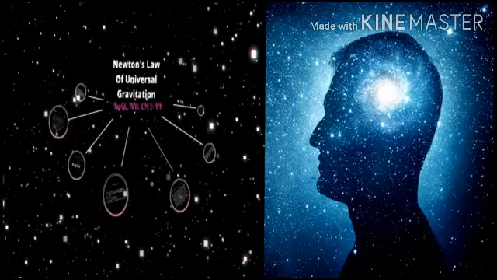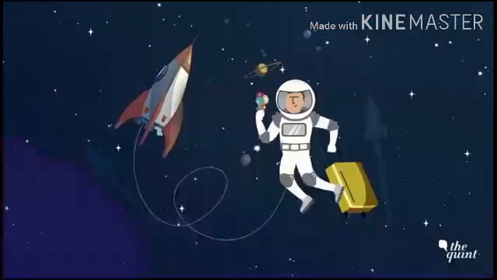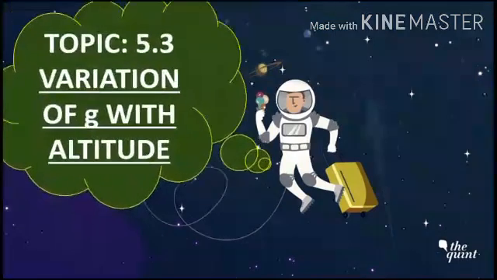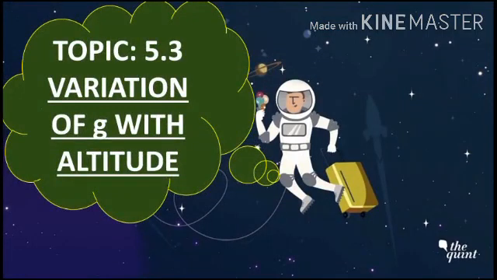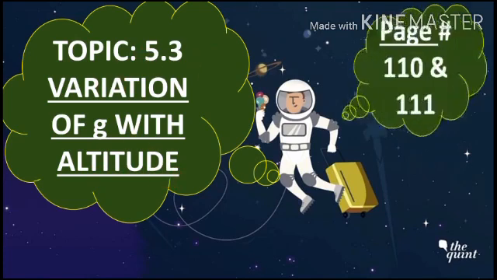You already know the universal law of gravitation, and you have observed that if you are away from the surface of the earth, you feel less gravity of the earth. So today we will discuss how the value of gravitational acceleration varies with the altitude, the height above sea level. The topic is 5.3, variation of g with altitude. This is on pages 110 and 111.